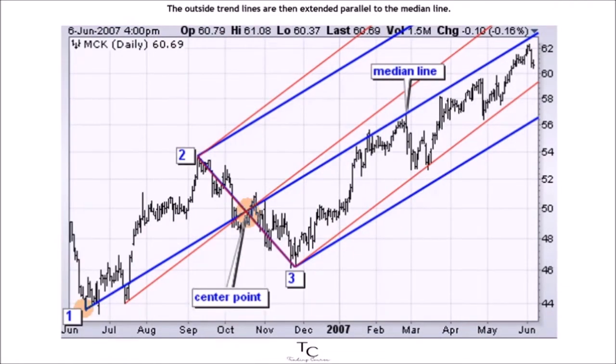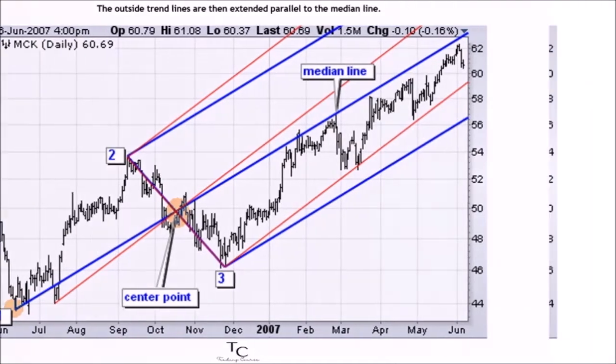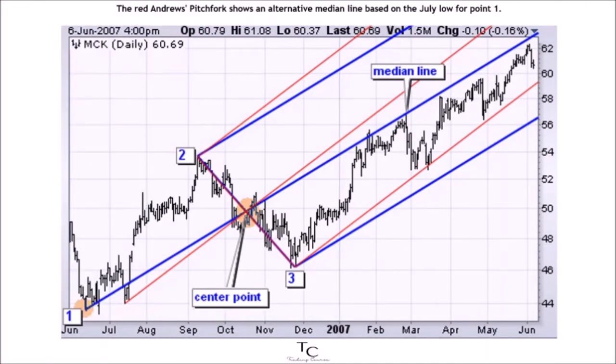The outside trend lines are then extended parallel to the median line. The red Andrews Pitchfork shows an alternative median line based on the July low for point 1. Notice that the red median line still bisects the line between points 2 and 3, but it is steeper than the blue median line. Pitchfork slope depends on the placement of point 1.